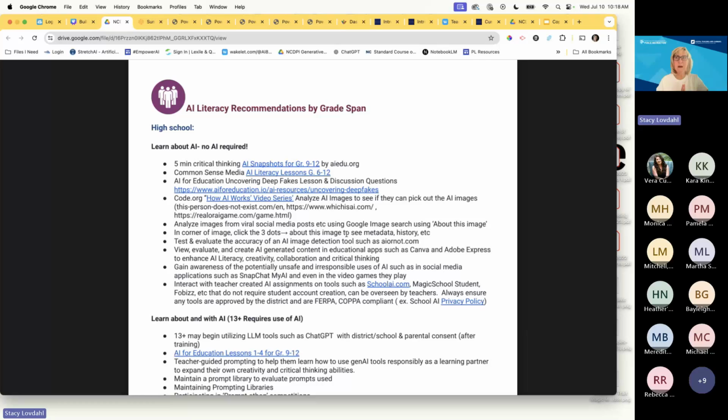learning about AI doesn't necessarily require that students have unfettered access to AI. If you're going to teach high school, middle school, and especially elementary school students about AI, it doesn't mean that you need to sign everybody up for an AI account and just set them loose on ChatGPT. That is definitely not what you need to think of AI literacy as being all about. So learning about AI with no AI required is definitely where to begin.